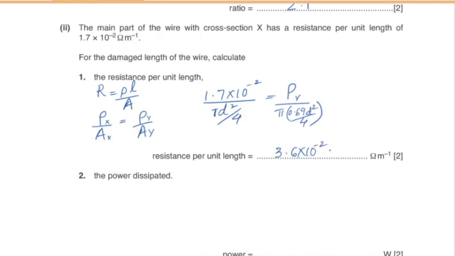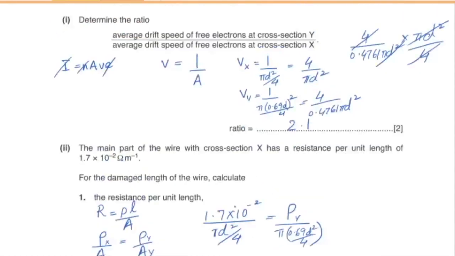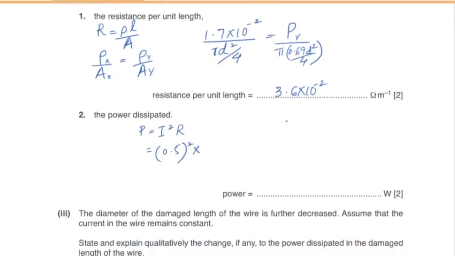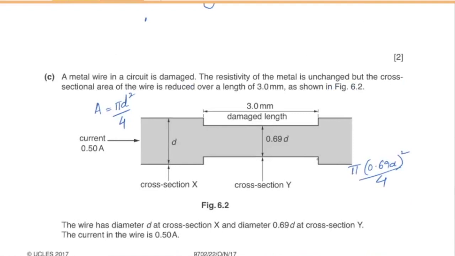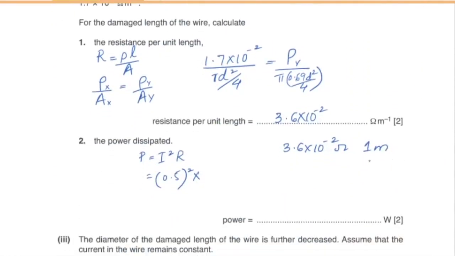The power dissipated for the damaged length of the wire. So power dissipation is equal to I squared R. The current that passes through cross-section area Y is 0.5, squared, multiplied by the resistance of the length of that cross-section area. Since the resistivity of that cross-section area is 3.6 into 10 to the power of negative 2 ohm per meter, and the length of the cross-section Y is 3 millimeters, which we convert to meters, so 3 into 10 to the power of negative 3 meters.